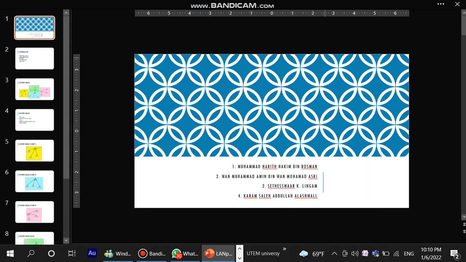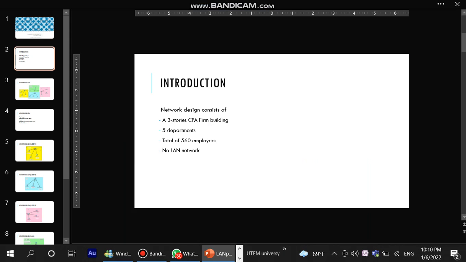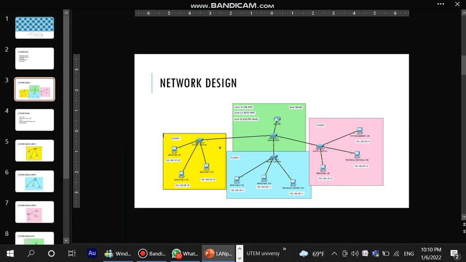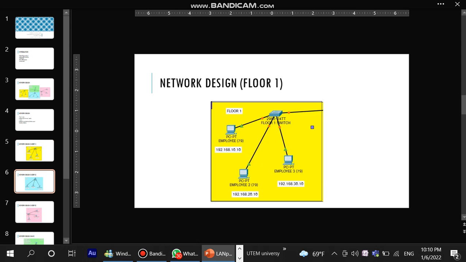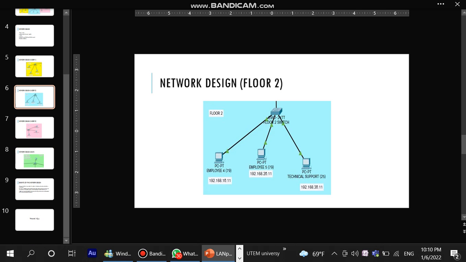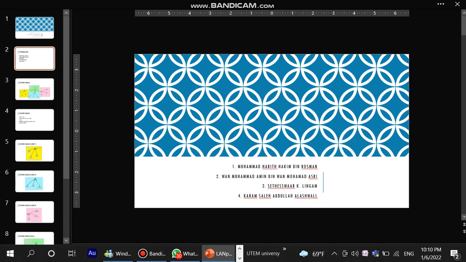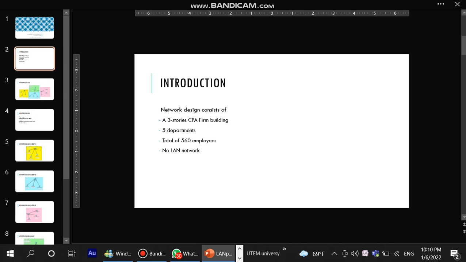This project is going to be showing about LAN and it contains some sections such as introduction, network design, and the benefits, all of them for different floors. We can just start with the introduction.